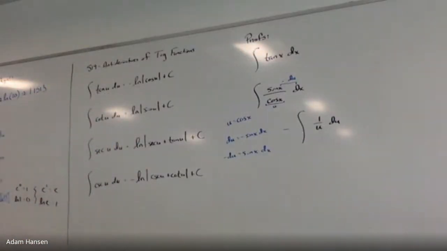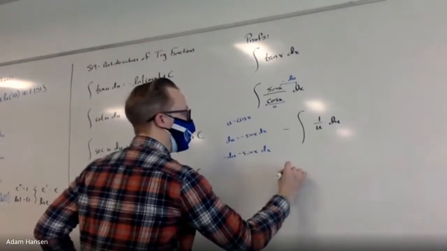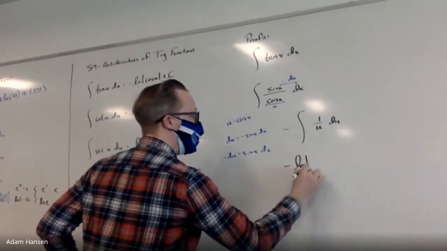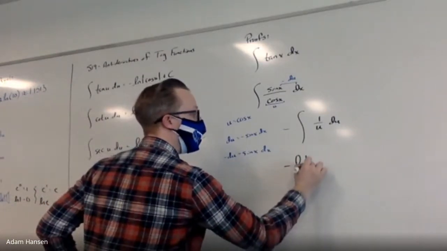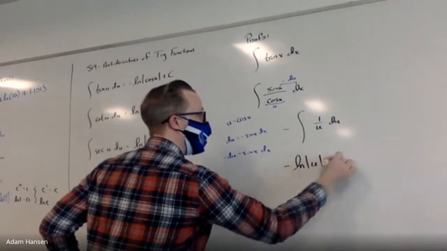What is the antiderivative of negative 1 over u du? Continuing our work on rationals from Friday, what is the antiderivative of that? Yeah, Luke, you said it. Negative natural log of the absolute value of u plus the constant.